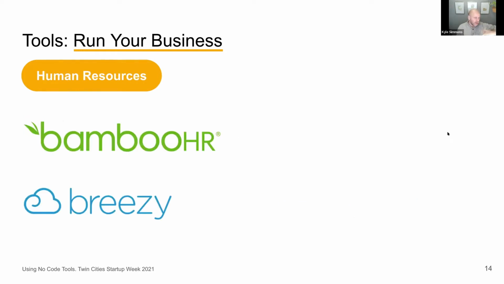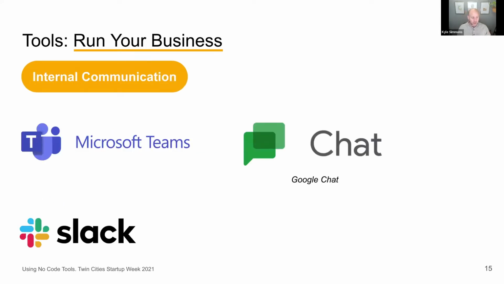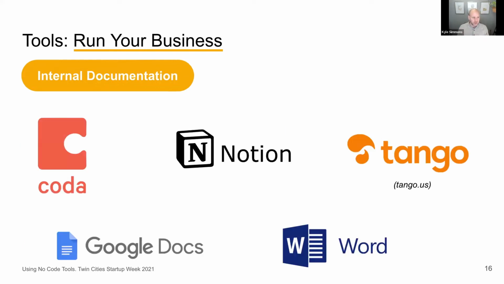Human resources. If you are keeping track of your people, I think these can do payroll. I know Wave can do payroll, but for human resources, two of the popular no-code tools are Bamboo and Breezy. Internal communications, we've probably all heard of Slack, Google Chat, and Microsoft Teams. The reason they're on here as no-code tools is because, again, they tick all the boxes. You can trigger notifications into Slack, Teams, and Chat, and you can use them in really effective ways in your no-code workflows. Internal documentation, you heard me talk about Notion and Coda, obviously Docs and Microsoft Word.